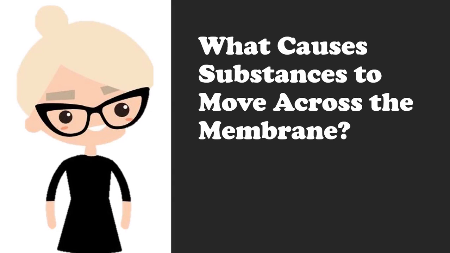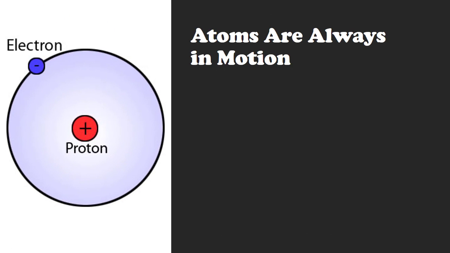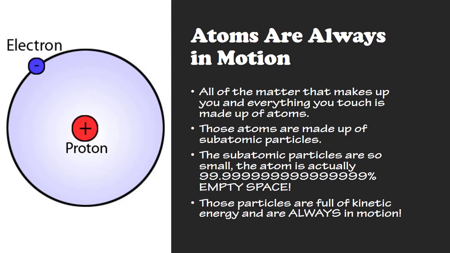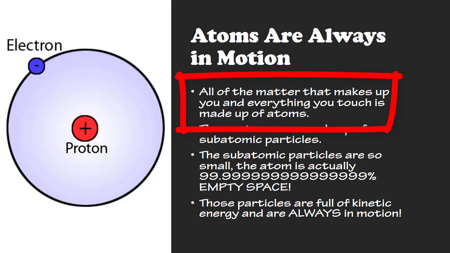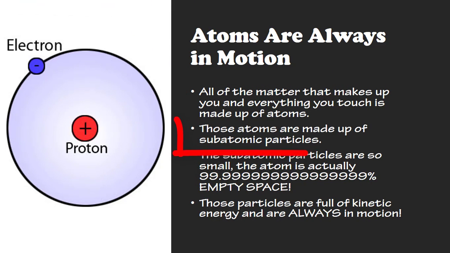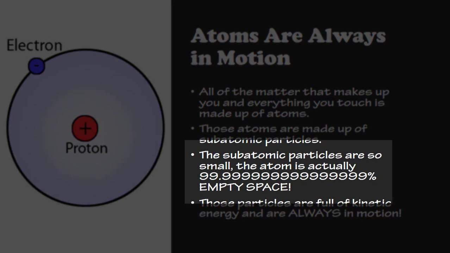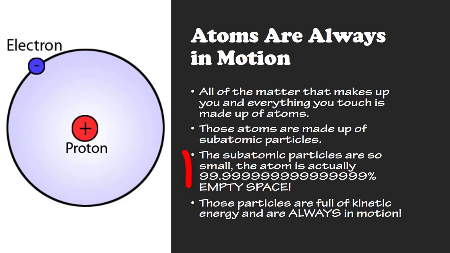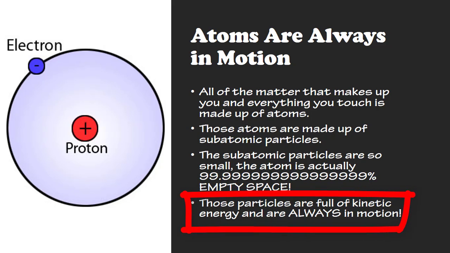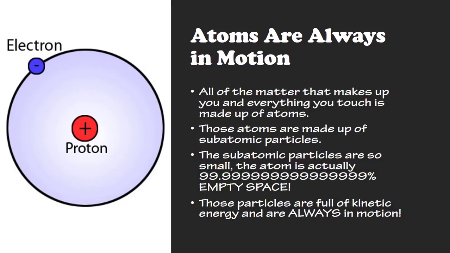What causes substances to move across the cell membrane? Atoms are always in motion. All of the matter that makes up you and everything you touch is made up of atoms. Those atoms are made up of subatomic particles. The subatomic particles are so small, the atom is actually way more than 99% empty space. Those particles are full of kinetic energy and they are always in motion.